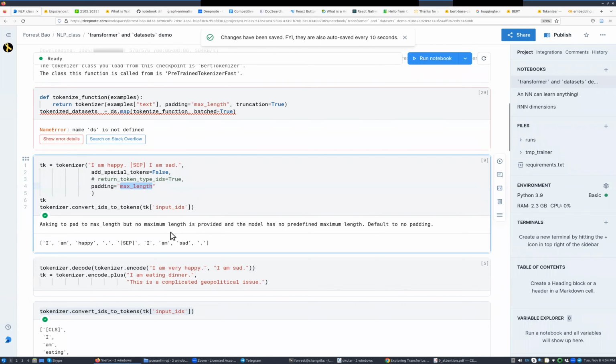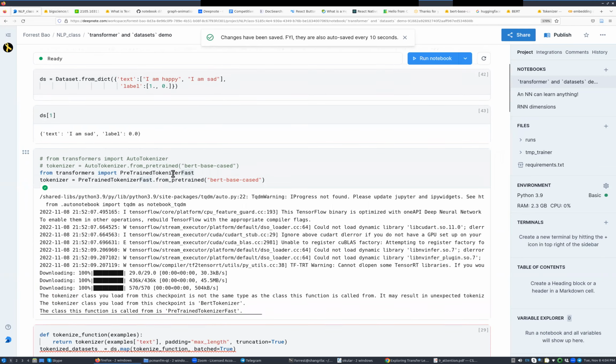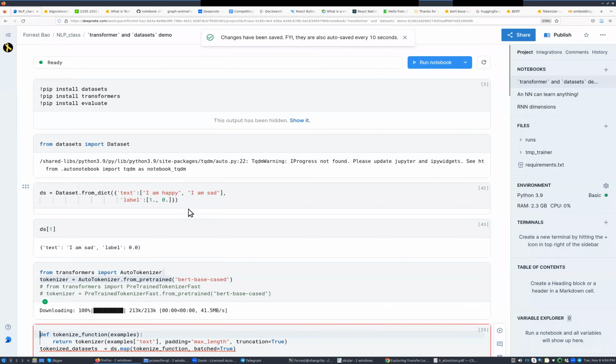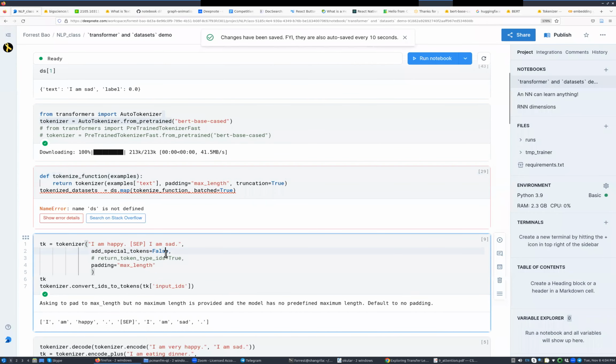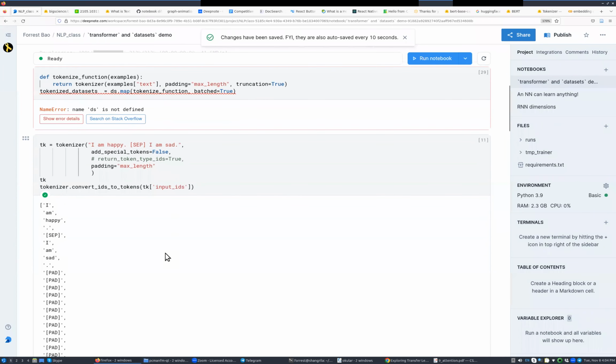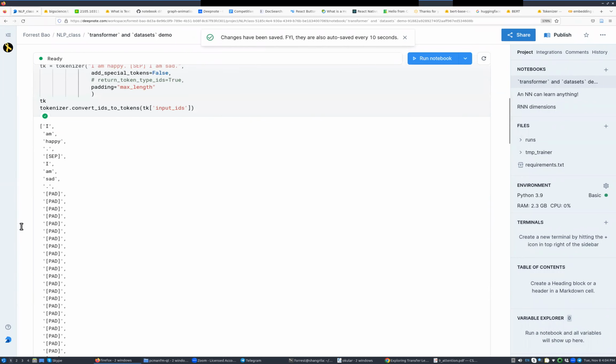Geez, I forgot what's the no maximum length provided, has no predefined maximum length. What was the third argument? I forgot. So ideally, if... hold on, I think it's because I'm using the fast tokenizer. Let me change the tokenizer. Okay, here we go. So you can see the fast tokenizer does not do the padding. Okay, so now for this model, in the non-fast model, the maximum length is predefined.